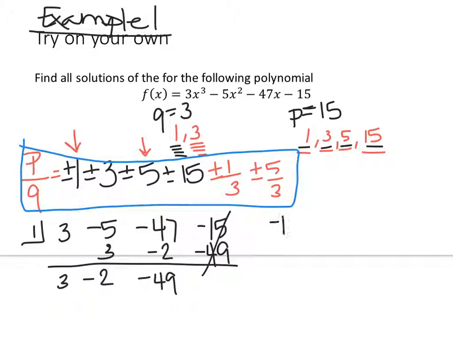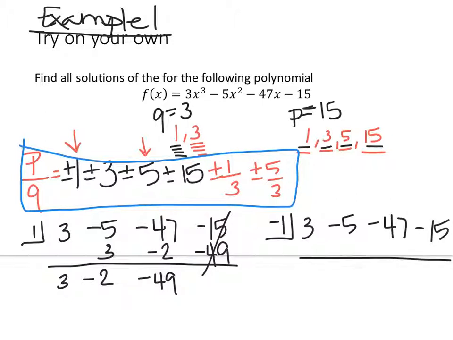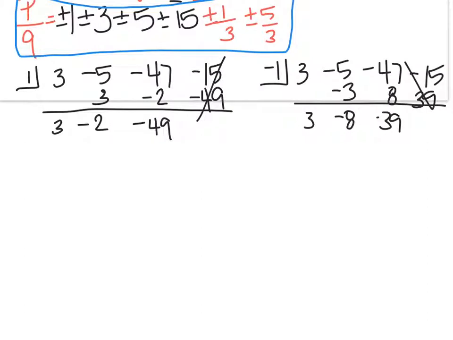So I'm just going to go to the next number on the list and try negative 1. I have 3, negative 5, negative 47, and negative 15. I drop down the 3. Negative 1 times 3 is negative 3, which gives me negative 8. This is positive 8, which gives me negative 39. And this gives me positive 39, which again, I know won't give me a remainder of 0. So I'm going to keep doing this process until I find a remainder of 0.